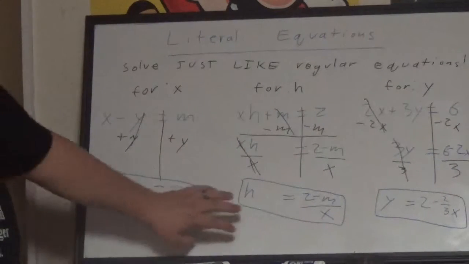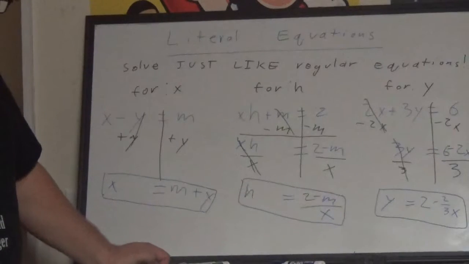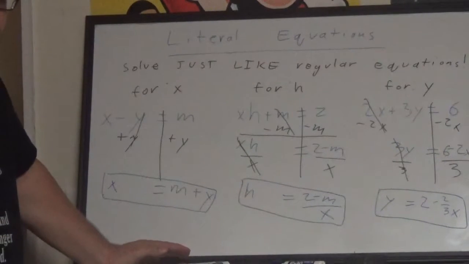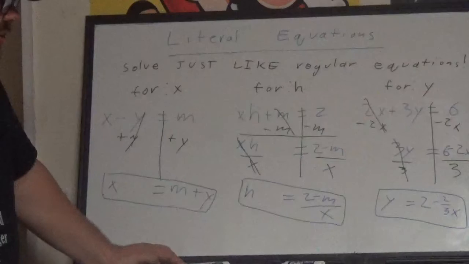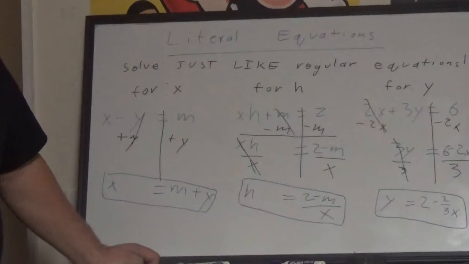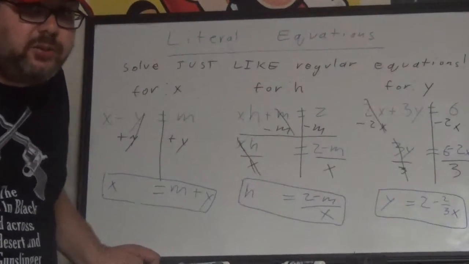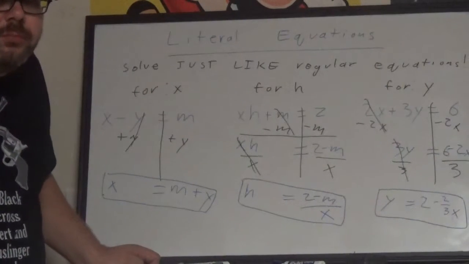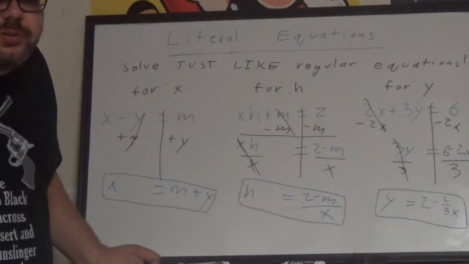If you don't have numbers, you're just shifting your variables around with inverse operations. Either way, you solve it just like regular equations and just follow the rules. Inverse operations, and whatever you do to one side, you do to the other side. Do that, and you can do the literal equations.